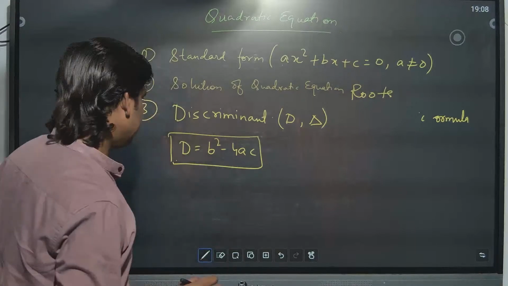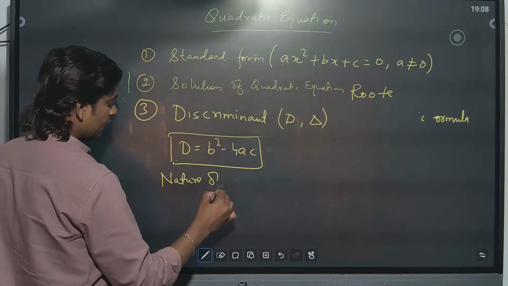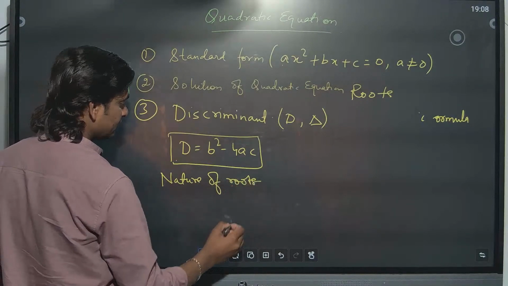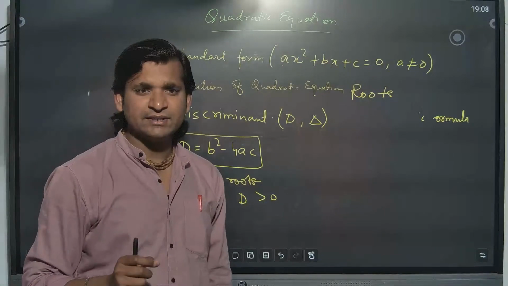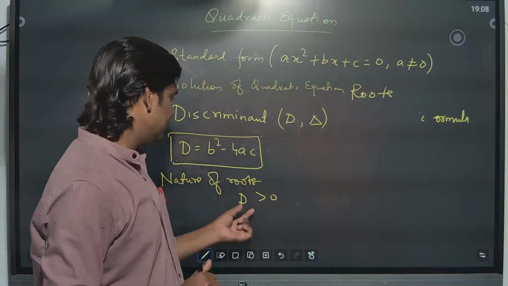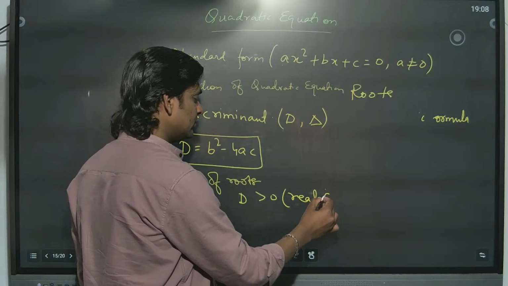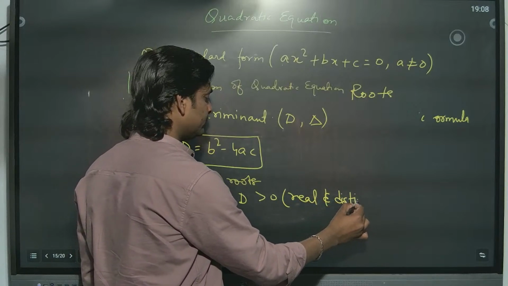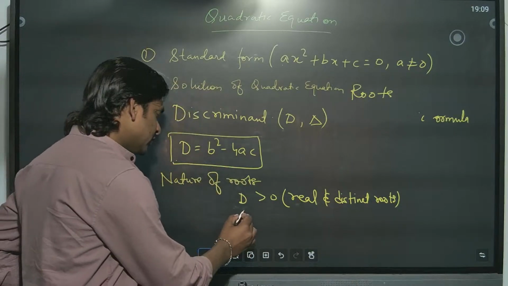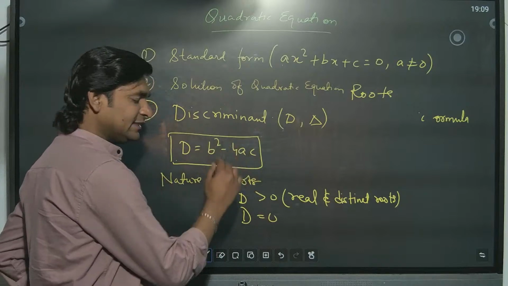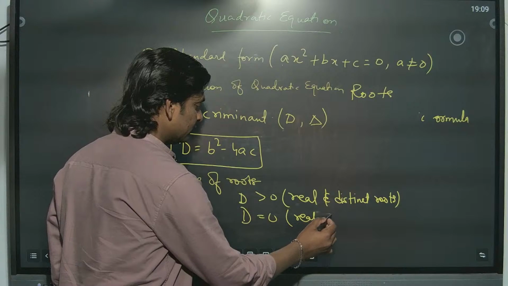Okay, so what are the natures of roots? There will be 3 natures. If D is greater than 0, means you will get a positive value, then it is real and different roots, distinct roots you will get. If D is equal to 0, suppose after solving this you get 0 value, then it is real and equal roots.